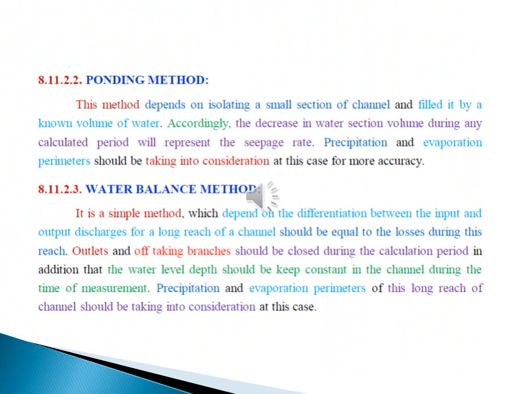Ponding method. This method depends on isolating a small section of channel and filling it with a known volume of water. Accordingly, the decrease in water volume during any calculated period will represent the seepage rate. The water balance method is a simple method also, which depends on the difference between the input and output discharge for a long reach of channel, which should be equal to the losses during this reach.